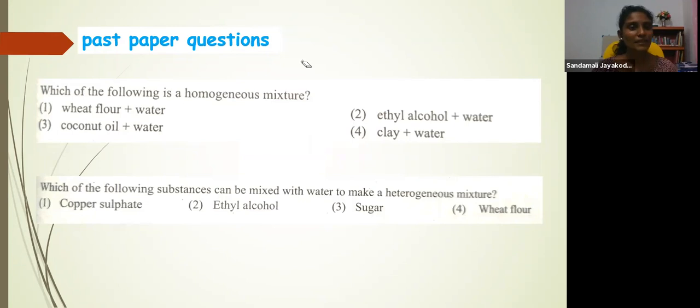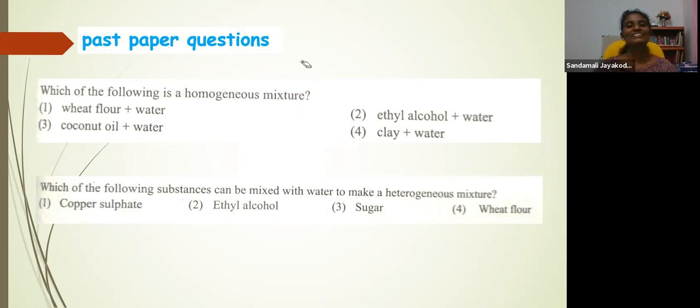Okay, teacher. The first one. Which of the following is a homogeneous mixture? Wheat flour plus water. Second one, ethyl alcohol plus water. Third one, coconut oil plus water. Fourth one, clay plus water. Which one is the homogeneous mixture? Second one, ethyl alcohol plus water. Yes, that is the answer.